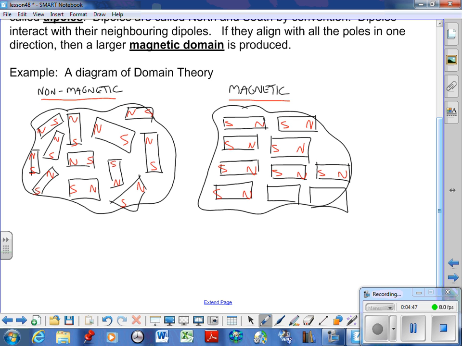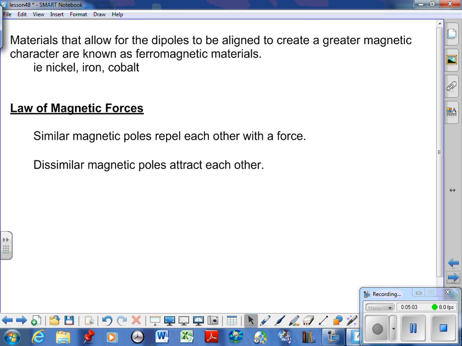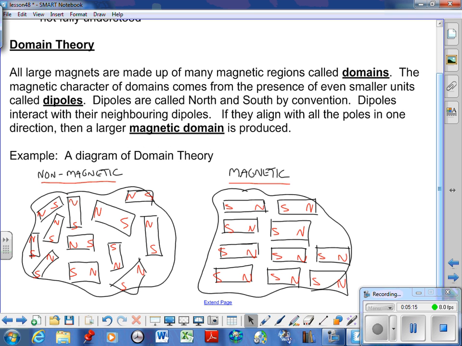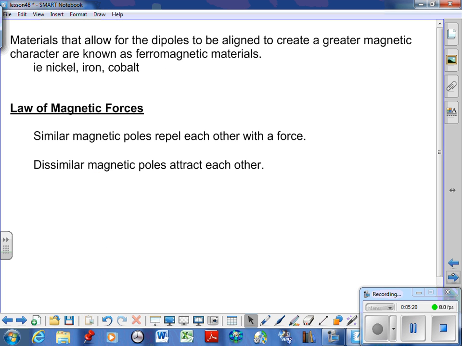So with domain theory, we believe that all material is made up of small dipoles, and when they all align, as they do in the second diagram, we then have magnetic material. Materials that allow dipoles to be aligned to create a larger magnetic character are known as ferromagnetic materials. Not all material will do this. It's only the materials that have some form of magnetic property. Ferro means iron-based, and some examples are nickel, iron, cobalt, etc. So anything that we can make magnetic.